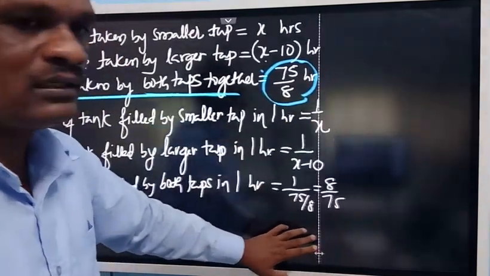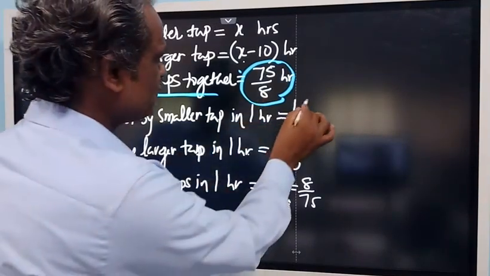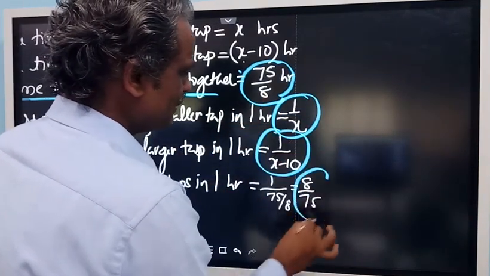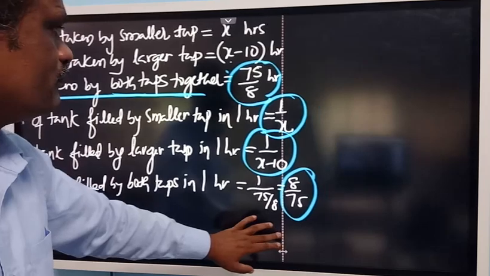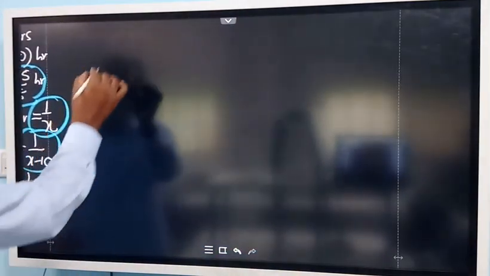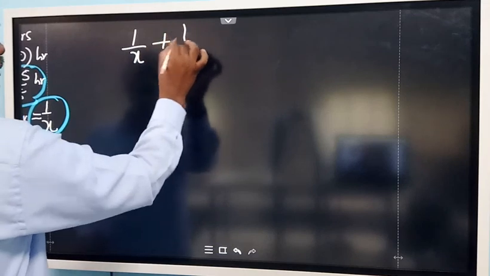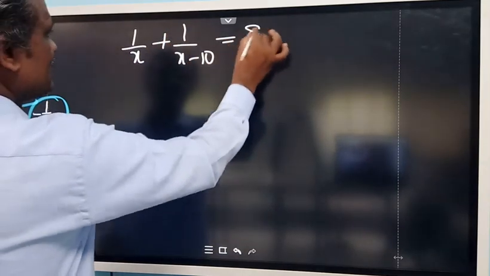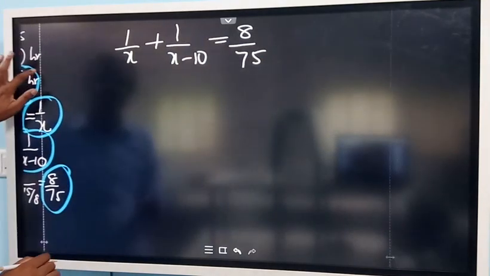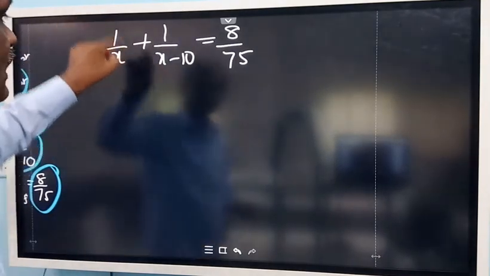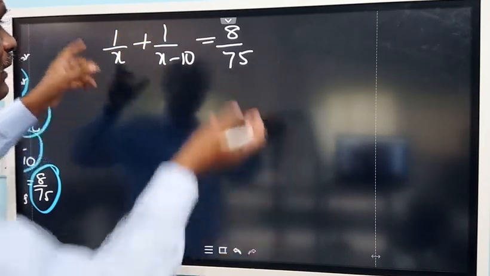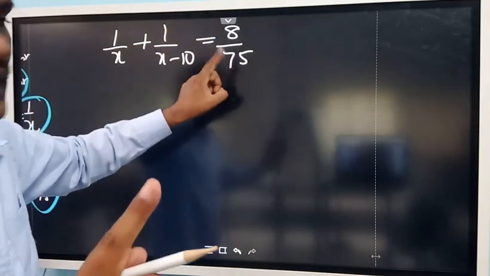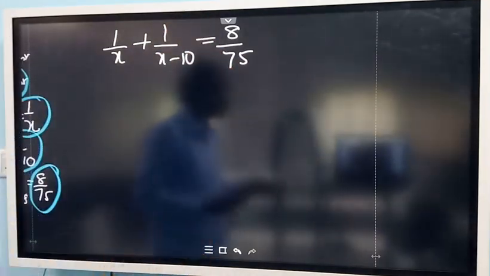Now you can form the relation. How can you form the relation using these three? Using these three you can form an equation. What equation are you going to get? 1 by X plus 1 divided by X minus 10 is equal to 8 by 75. What does this equation say? This is the part of the tank filled by the smaller tap, and this is the part of the tank filled by the larger tap in 1 hour. When you combine them, both can fill only this much in 1 hour. Therefore, you can equate it, so it is now directly related.